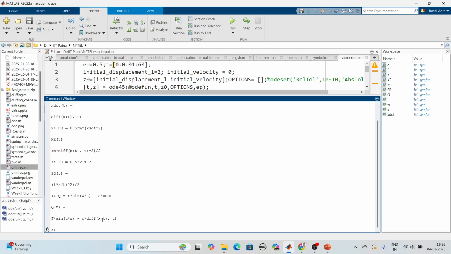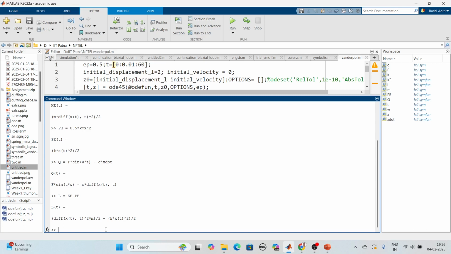Done. Now, what do we have to do? We just have to put the Lagrange equation now, and this is going to give me the equation of motion. For that, first I need to define the Lagrangian. L is equal to KE minus PE, kinetic energy minus potential energy. See, I got kinetic energy minus potential energy. Now I'll define the Lagrange equation.